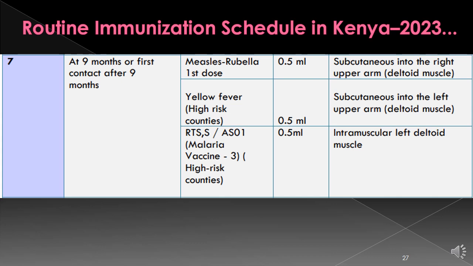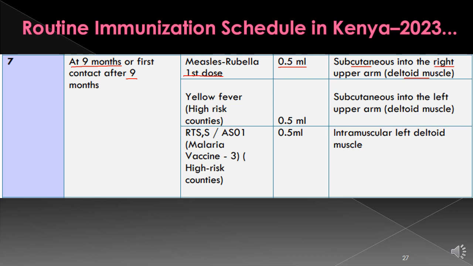When they are 9 months old, sometimes mothers may just forget to come back, and then you may be meeting them again after 9 months. Whichever is the case, if they come on time, well and good. If they delay, you still give them now the official first dose of the measles rubella vaccine. The dose is the same, 0.5 ml. It's administered subcutaneously, doesn't change, on the deltoid muscle of the right upper arm.